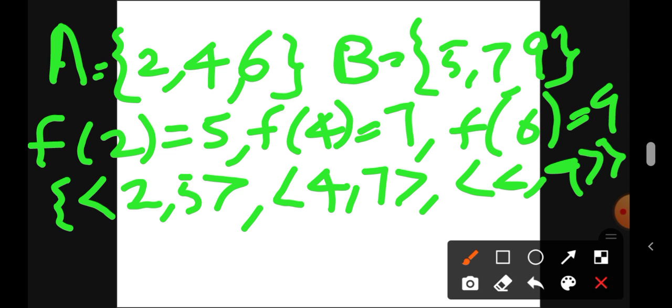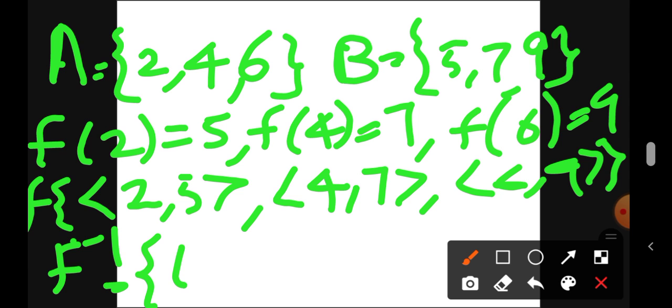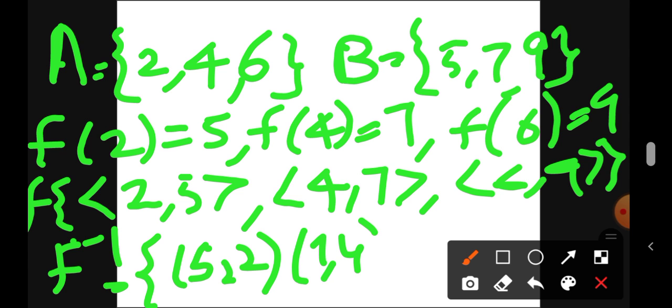This is a pair of elements and we can say this is F. Okay, then F inverse means what? F inverse is equal to 5 2, then 7 4, then 9 6. Okay, this is what we call F inverse.